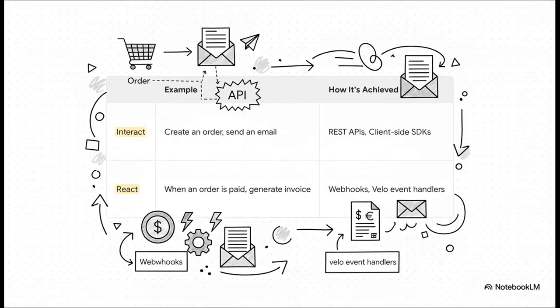So what does this actually look like? Well, interacting is using something like an API, which is just a set of rules for how different software can communicate, to automatically create a new order. Reacting, on the other hand, is using something called a webhook. Think of it like an automated text message to listen for an order paid event and then automatically generate and send the invoice. It's all about creating these totally seamless automated workflows.